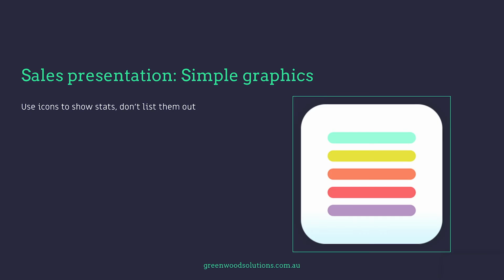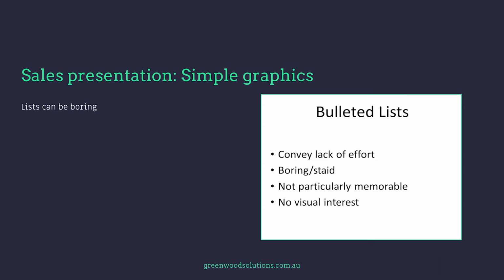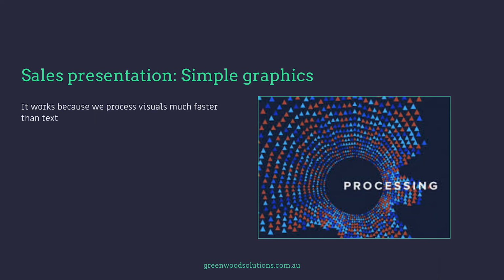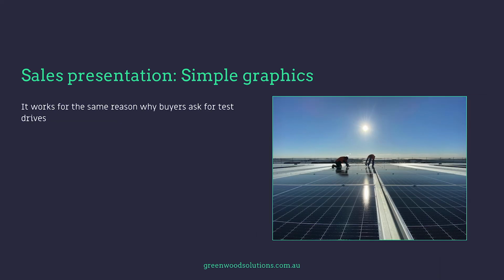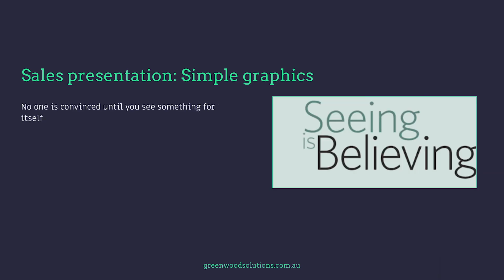And use icons to show stats, don't list them out. Lists can be really boring. Simple graphics work because we process visuals much faster than text. So follow up descriptions with visual examples. It works for the same reason why buyers ask for test drives. No one is convinced until you see something for yourself.